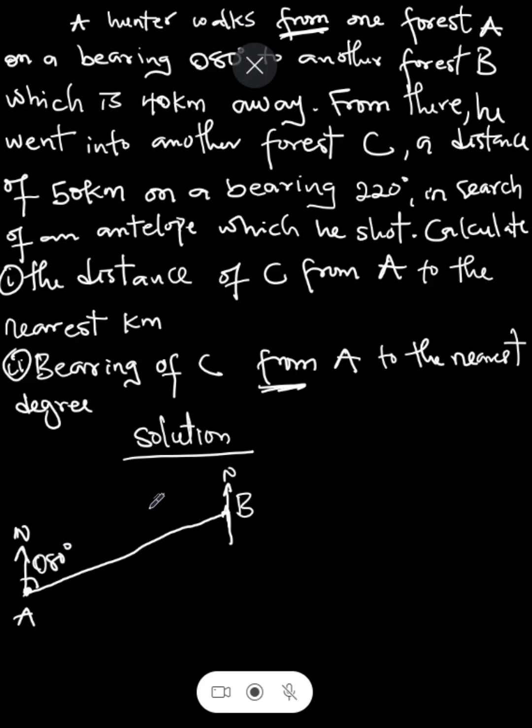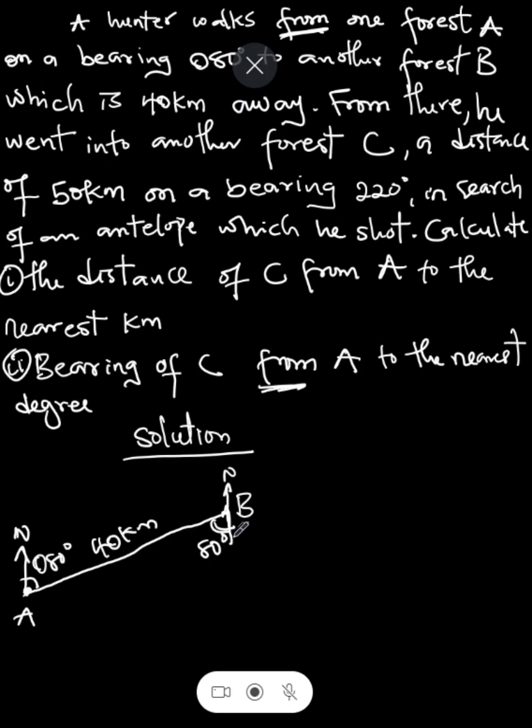The north lines at two points are parallel. So if this is 80 degrees, this will also be 80 degrees, alternate angles. Now, we're told that A is 40 kilometers away from B.